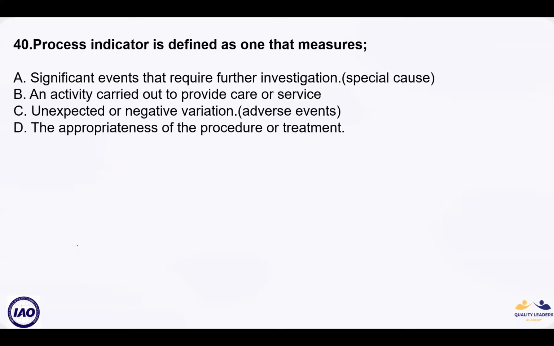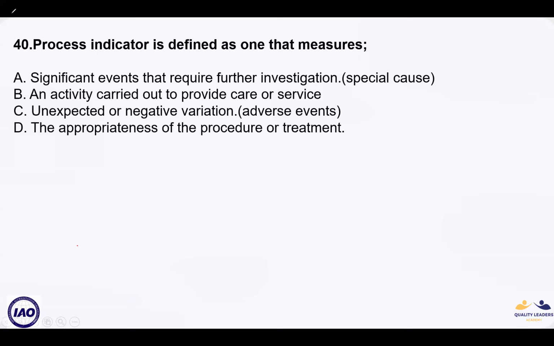Now, coming to question number 40. A process indicator is defined as one that measures, like we have already discussed, structure, process, and outcome. Structure is what facilities you have, what documents, what protocols you have, all the tangible things. Process means what is being done, any sort of clinical activity that is done to or for the patient. The work done is a process. What are the results of that particular work done is the outcome.